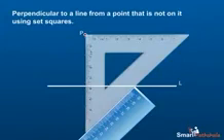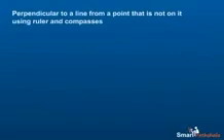Step 5. Join PQ along the edge through P, meeting L at Q. Thus, PQ is the required perpendicular. Let us now use the second method to draw the line segment.